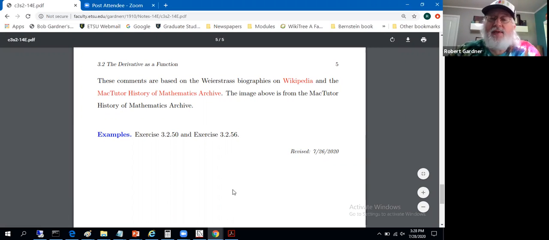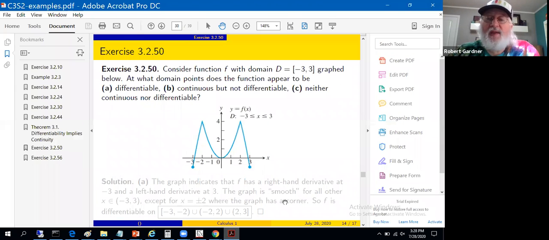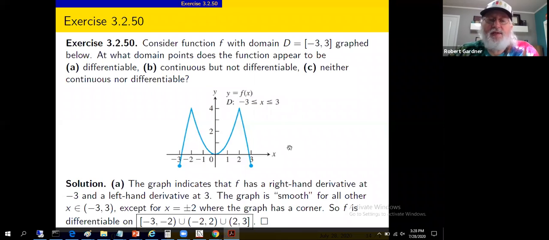Let's do a couple more examples and that'll get us through this section 3.2. Okay, they give us a graph here and they say, consider the function graphed with domain -3 to 3. At what domain points does the function appear to be, part A, differentiable, part B, continuous but not differentiable, part C, neither continuous nor differentiable. Here's the graph. Starts here. Yeah, I can draw without picking up my pencil. That sounds awfully continuity-ish to me. So it is continuous. Let's explain it away somewhat informally.